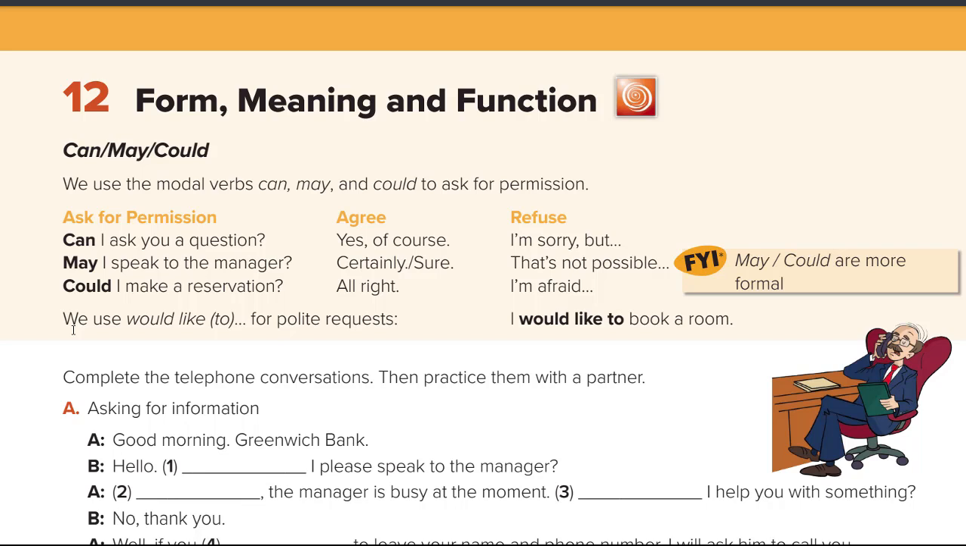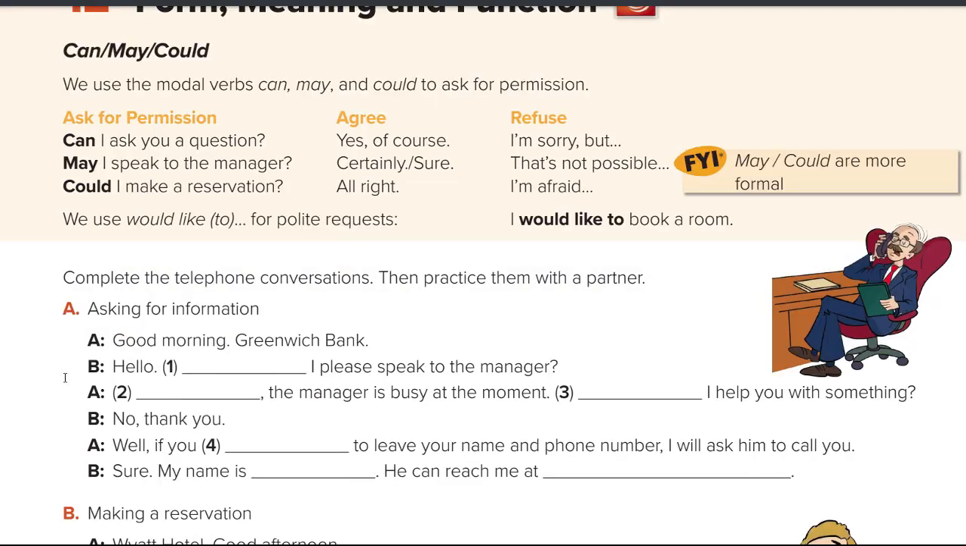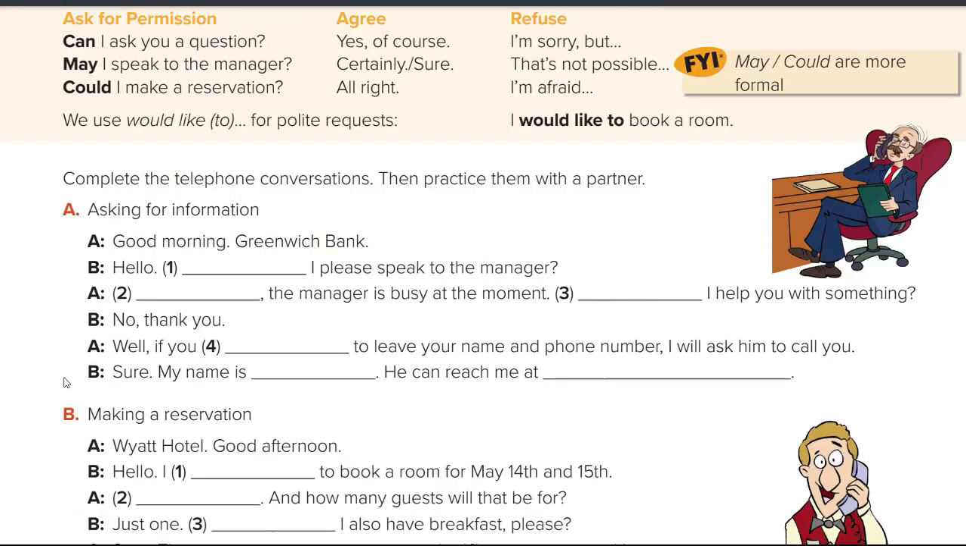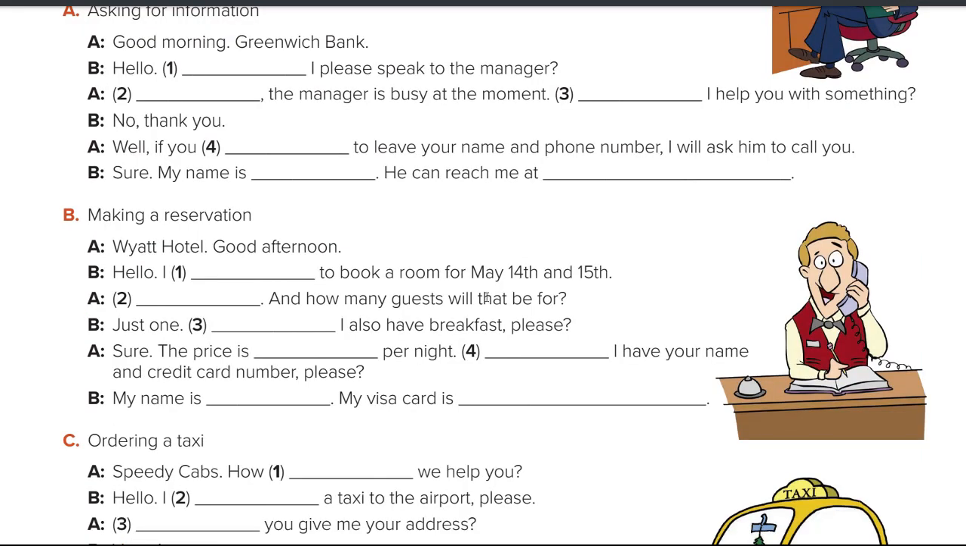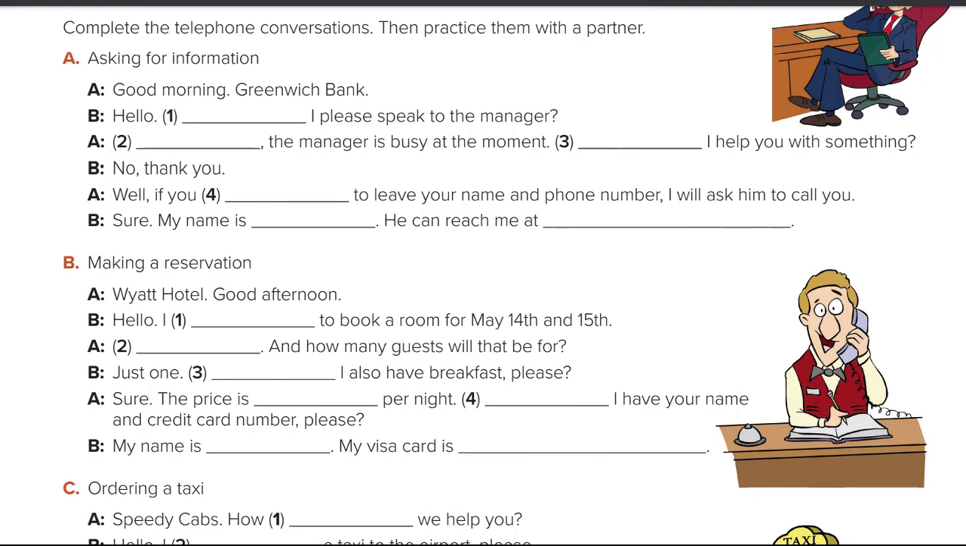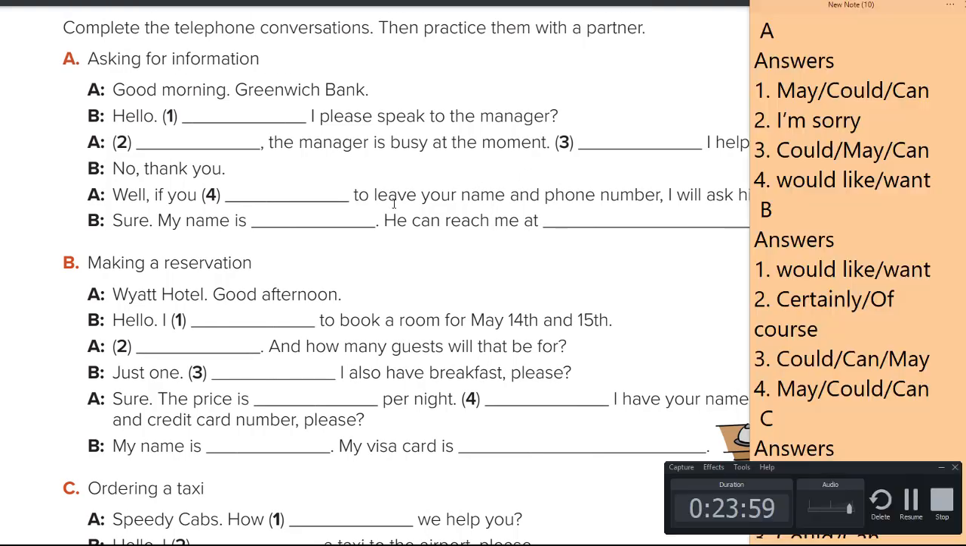May, could are more formal. وmay وcould هي رسمية أكثر. فإذا ذهبت إلى شخص رسمي كمعلم أو طبيب أو غيره أو دائرة حكومية استخدم كلمة may وcould. Complete the telephone conversation. Then practice with a partner. أكمل هذه المحادثة وتدرب عليها. Asking for information. نسأل عن المعلومات.